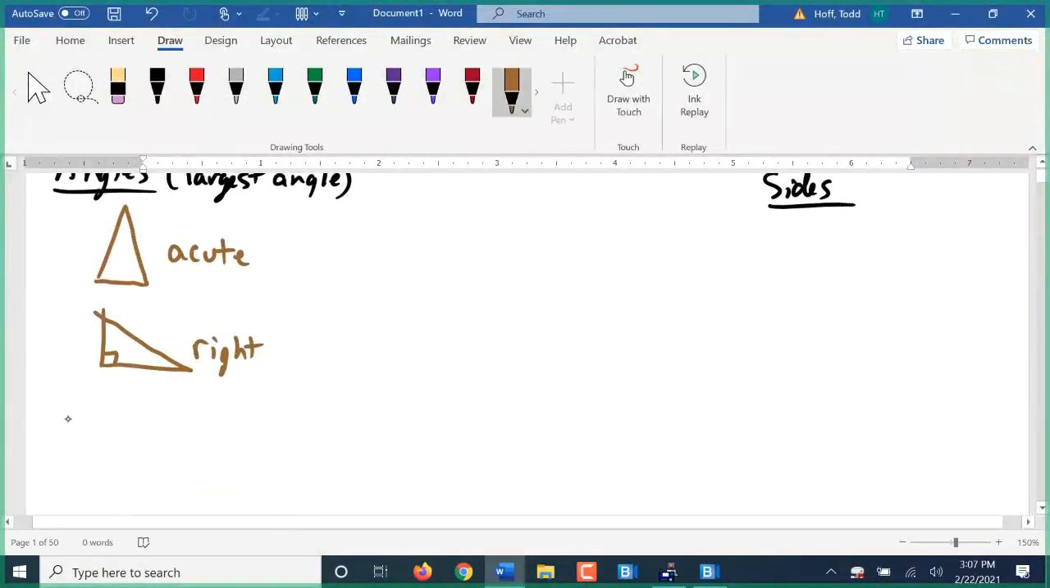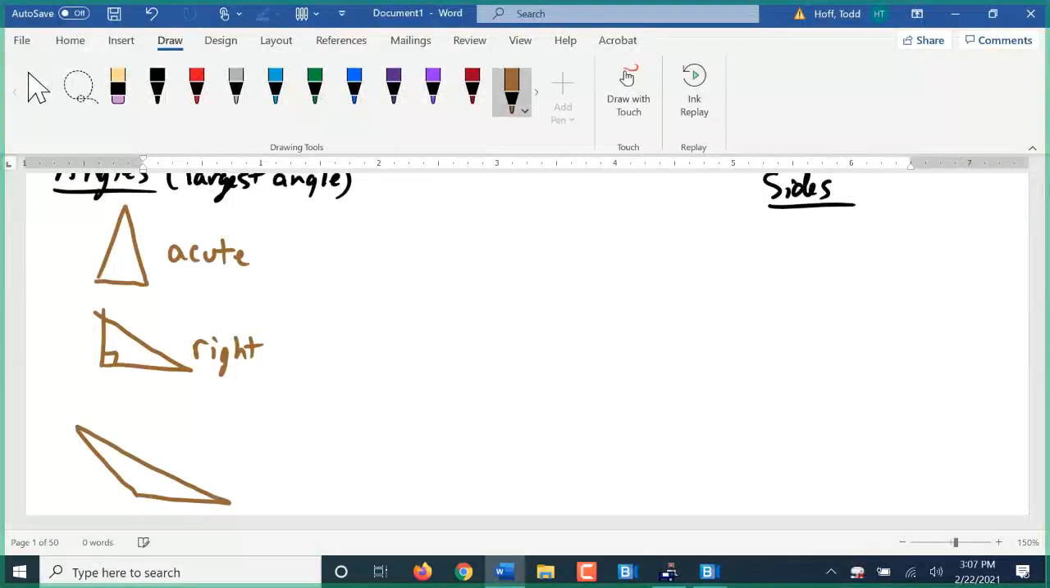Then, of course, the third option is to have an obtuse angle. And an obtuse angle is bigger than 90 degrees, so there's no way you can have a second obtuse angle, because there's going to be less than 90 degrees left out of our 180.